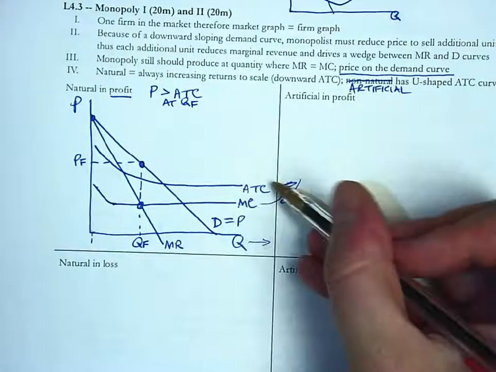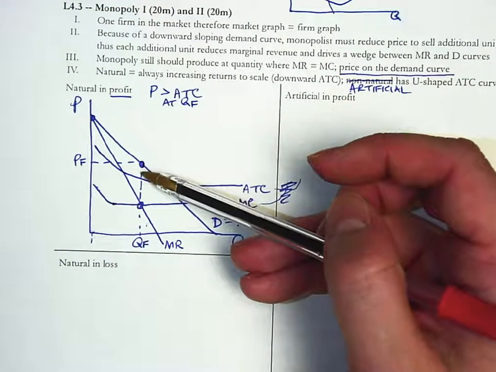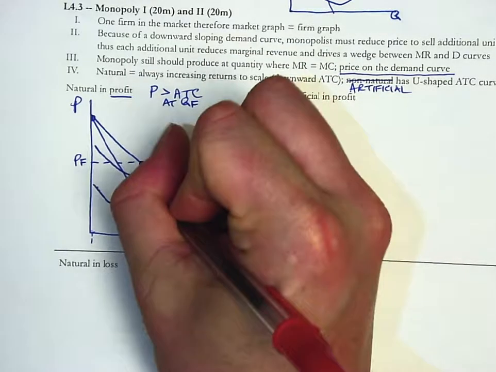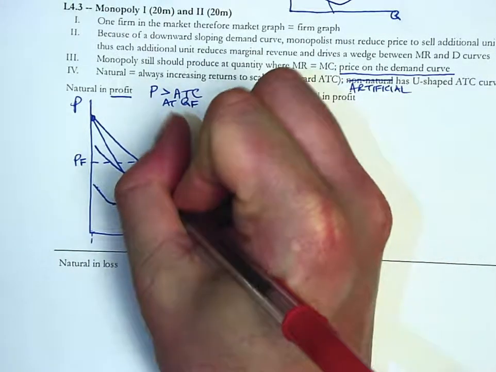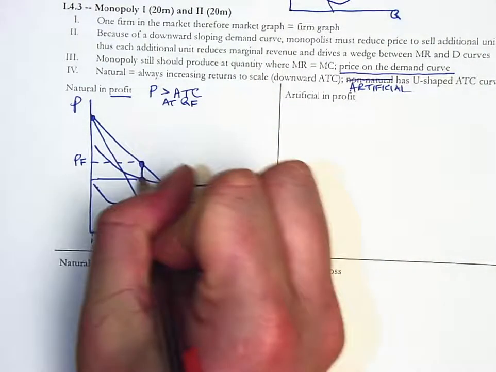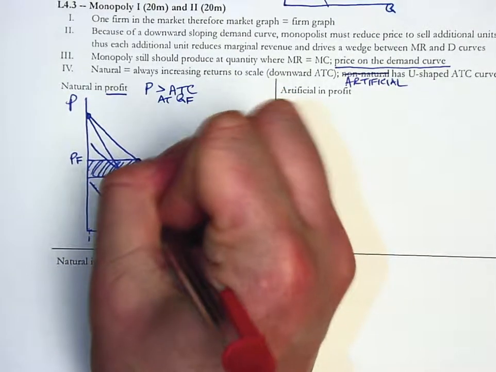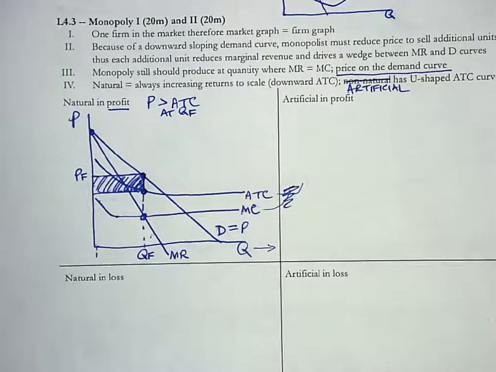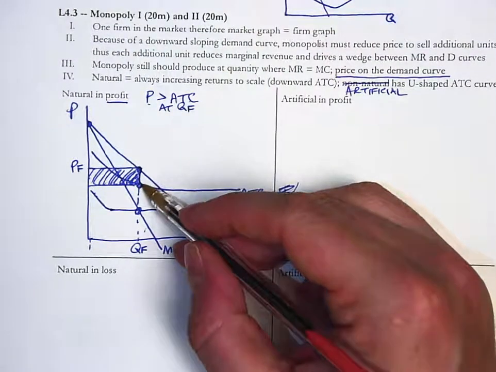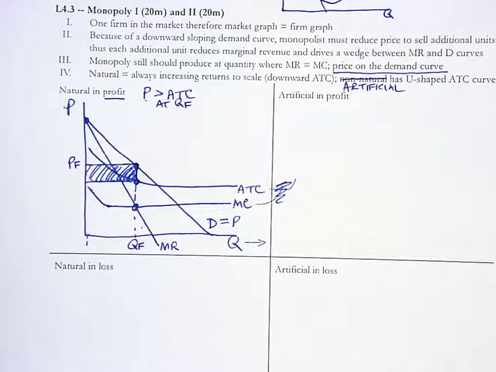That's when we draw our rectangle by comparing the price to the ATC, which is here. So we're going to put a dot, and then we connect those two, and that's the profit per unit. And if we go over and over and shade this area, that's the profit rectangle. So we compare price to ATC at the quantity QF, and we shade over, and that's the profit rectangle. And that's all it is for natural monopoly in profit.